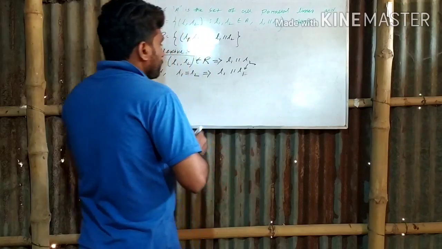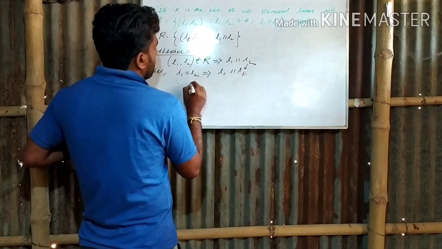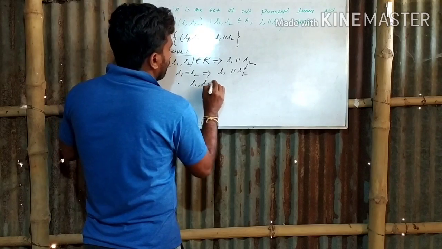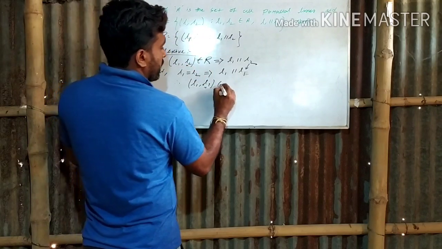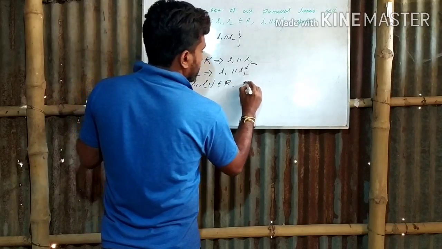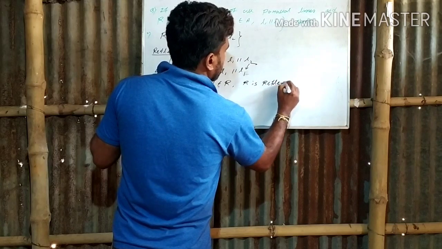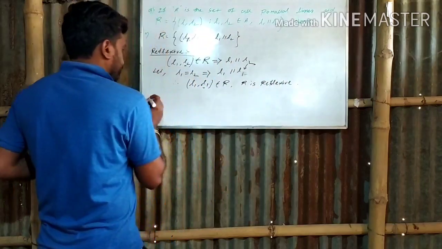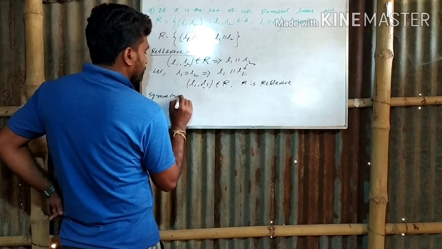Okay, so L1, L1 are parallel. That is the ordered pair (L1, L1). In place of L2, we can write L1 also. So (L1, L1) belongs to R. So R is what? Reflexive.